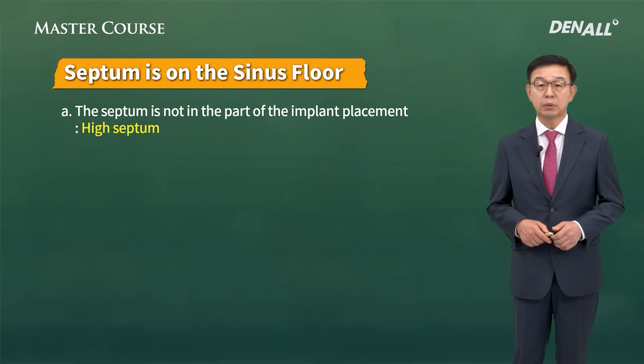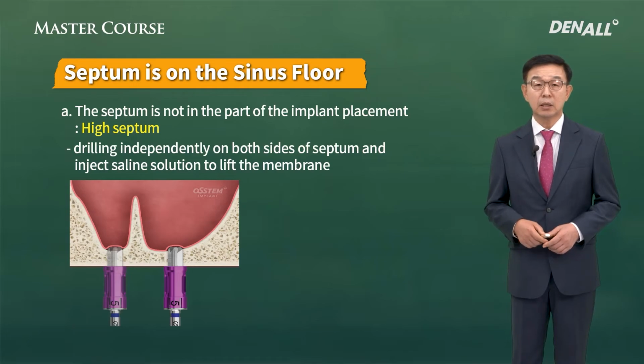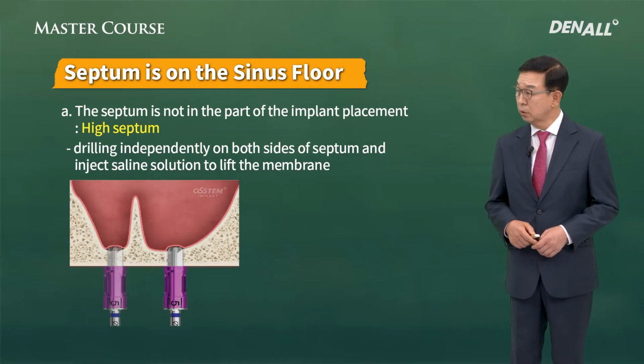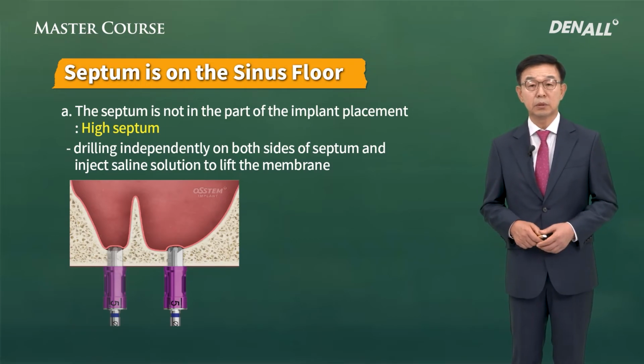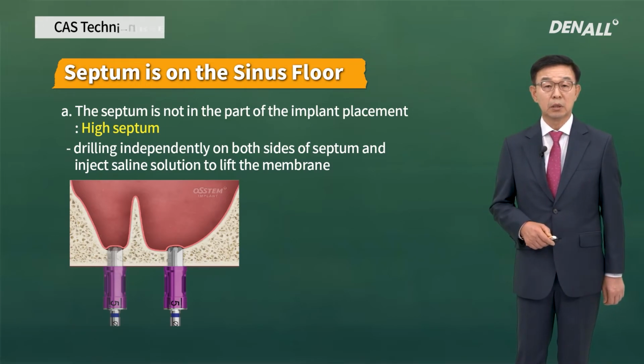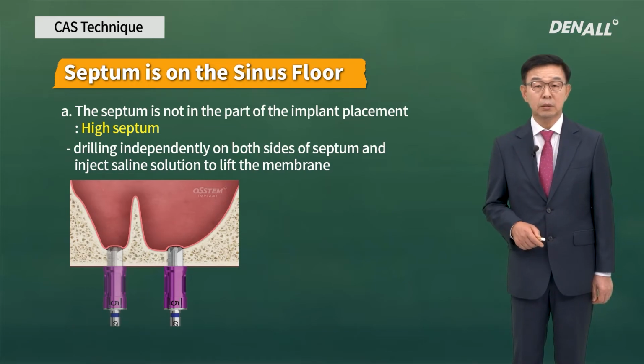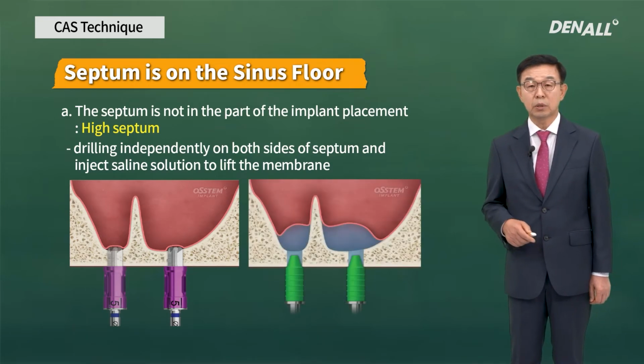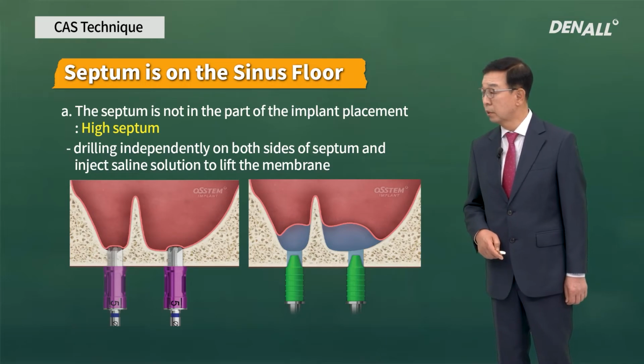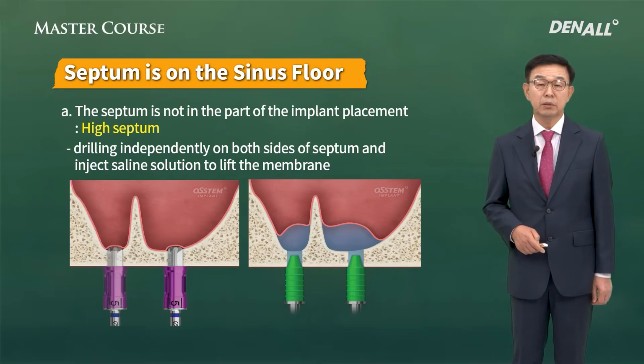If it is fairly high, you can just think of it separate, use CAS drill technique that was explained, and do the drilling. Use CAS front and back of the septum and do hydrolift and place the implant. You can place implant in a very simple manner.